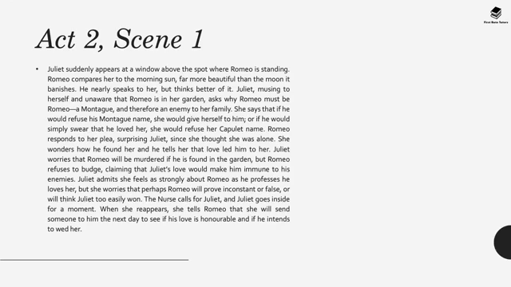Juliet admits she feels just as strongly about Romeo as he professes he loves her, but she worries that perhaps Romeo will prove inconstant or false, or think that Juliet is too easily won. The nurse then calls for Juliet, and she goes inside for a moment, but reappears again to tell Romeo that she'll send someone to him the next day.